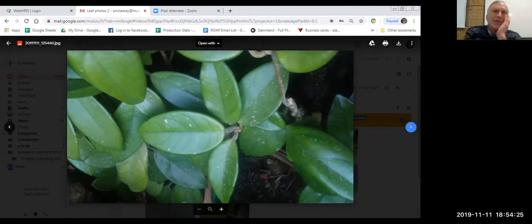Yeah, thorns can come from two things. They can be a modified stem, a twig, or they can be a modified leaf.